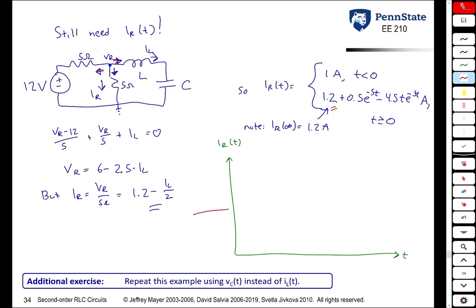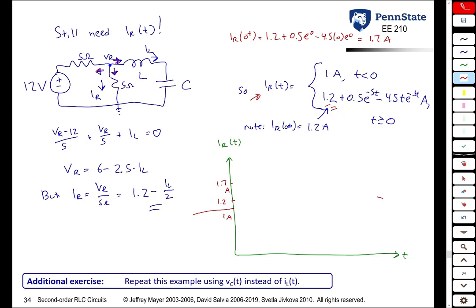For t less than 0, IR of t was 1 amp. At t equals 0 plus, if you plug in 0 plus into this expression here, IR of 0 plus is 1.2 plus 0.5 e to the 0 minus 4.5 times 0 times e to the 0, or 1.7 amps. So the value at 0 plus is 1.7. The value at infinity is going to be 1.2, which is going to be here. So eventually it's going to end up at 1.2.